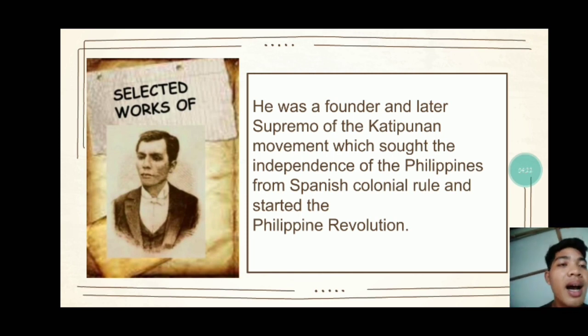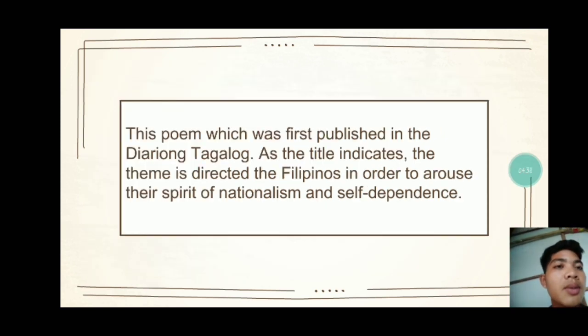So Bonifacio declared Philippine independence in 1896 in the wake of the execution of his hero and mentor Jose Rizal. This poem was first published in the Diaryong Tagalog. As the title indicates, the theme is directed to Filipinos in order to arouse the spirit of nationalism and self-discipline.